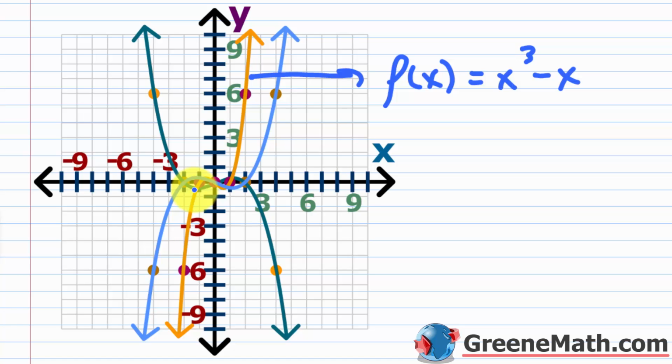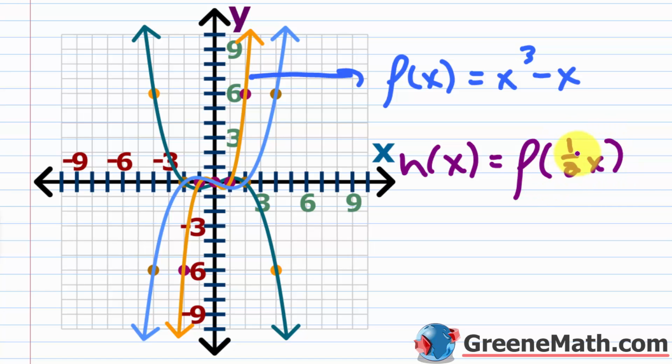What you can do is horizontally stretch it first. So let's go with h of x. H of x is going to be f of 1/2 x. I'm not going to include the negative yet, okay? So what that does is it stretches it by a factor of 2 horizontally. Again, it's 1 over this number. 1 divided by 1/2 is 2. So it's horizontally stretching it by a factor of 2.